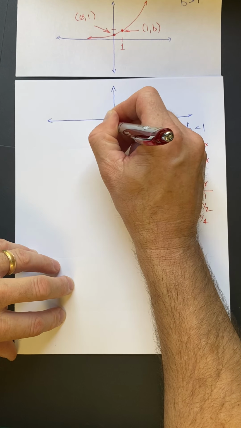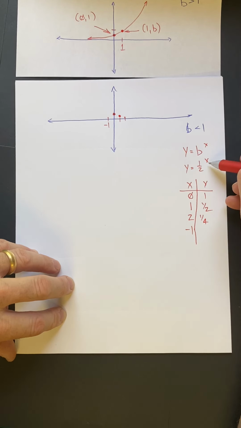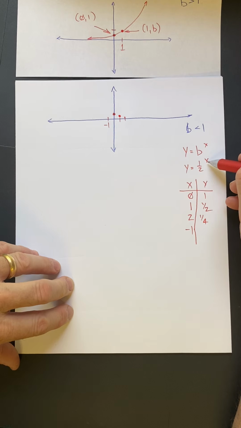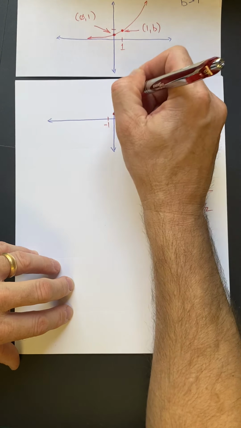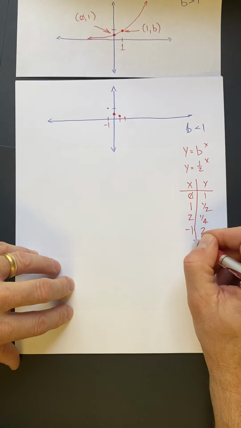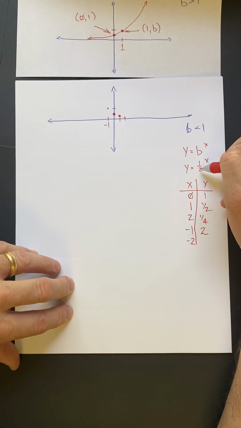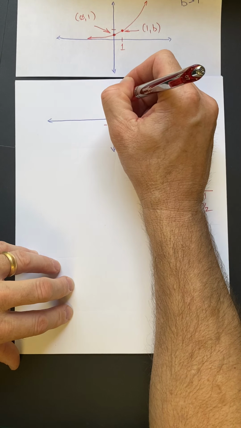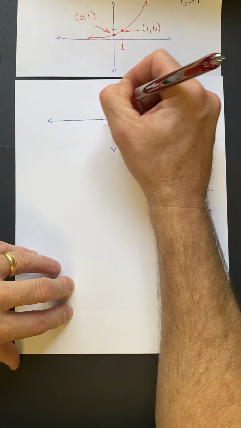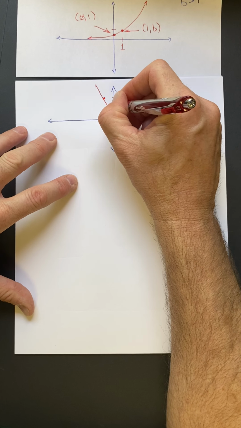Let's look at -1. When x is -1, we know a negative exponent means take the inverse of, right? So 1/2 to the -1 is going to be 2. Let's look at -2. Well, again, I'm going to flip it. So 1/2 flipped is 2. 2 squared is 4. So I'm going to be talking about this. So look what's happening here.